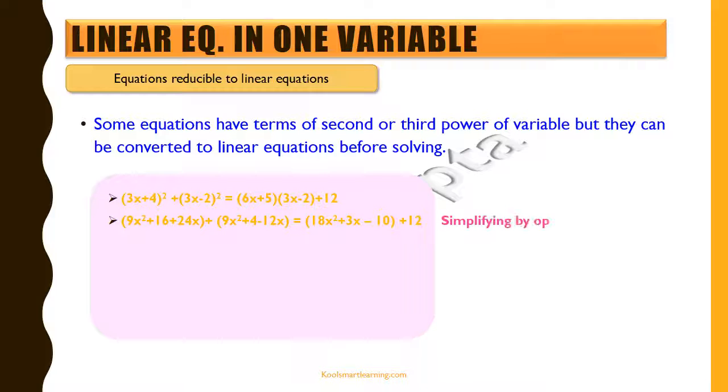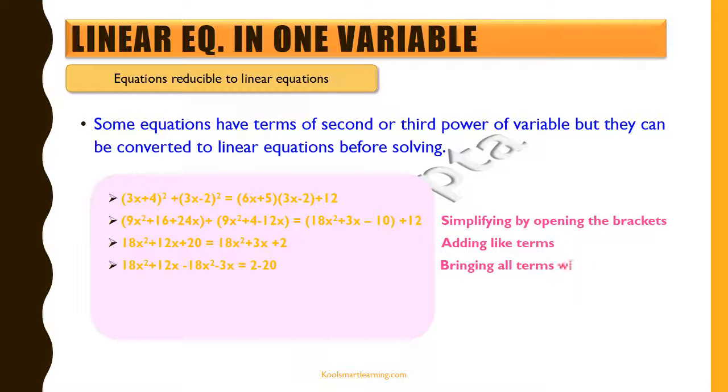When we open the brackets, it becomes 9x squared plus 16 plus 24x plus 9x squared plus 4 minus 12x equal to 18x squared plus 3x minus 10 plus 12. And when we simplify it further, it becomes 18x squared plus 12x plus 20 is equal to 18x squared plus 3x plus 2. You can clearly see 18x squared being on both sides of the equality can be cancelled.